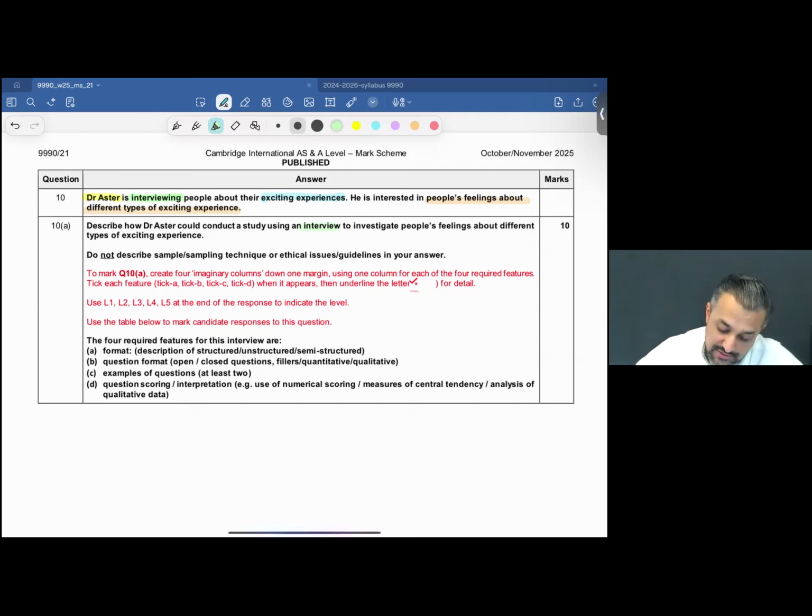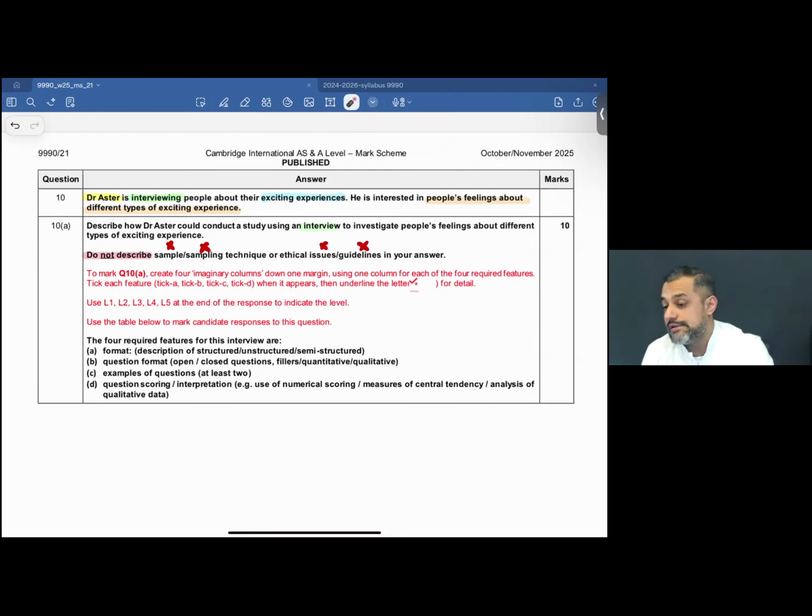types of exciting experience. Do not describe, don't forget this part, do not describe sample or the sampling technique or ethical issues or guidelines in your answer. So one, stay away from this, number two from this, number three from this, or number four from this.